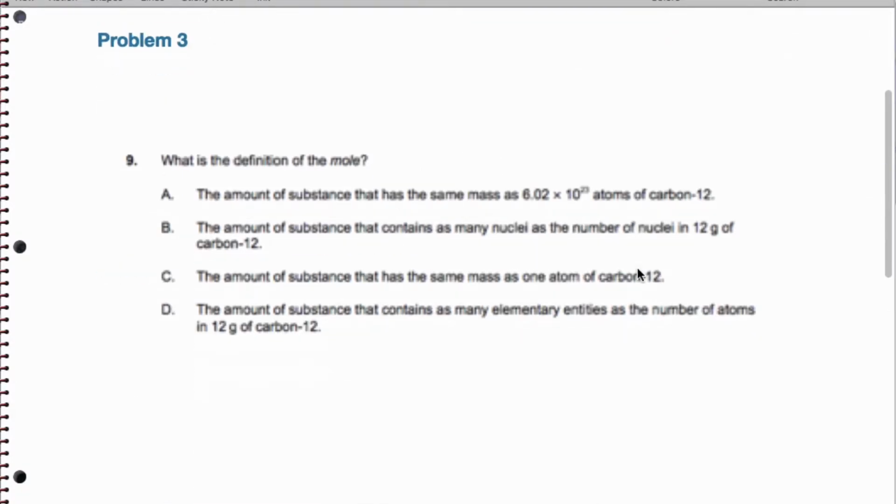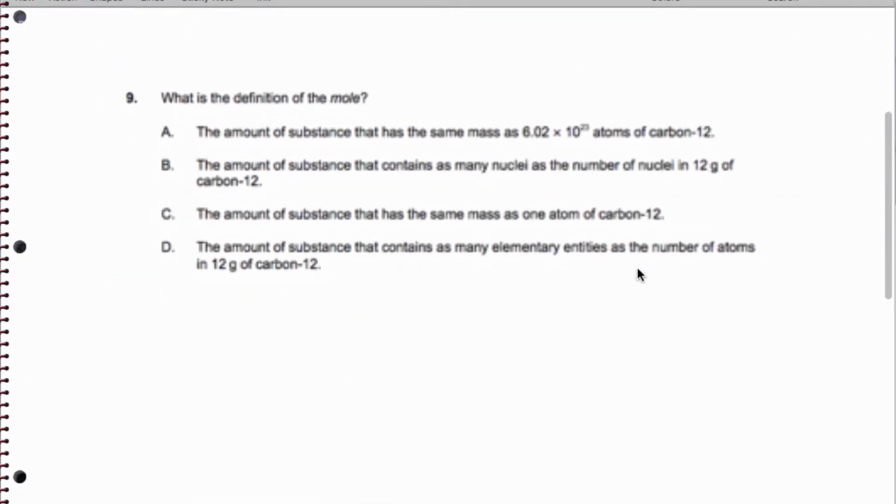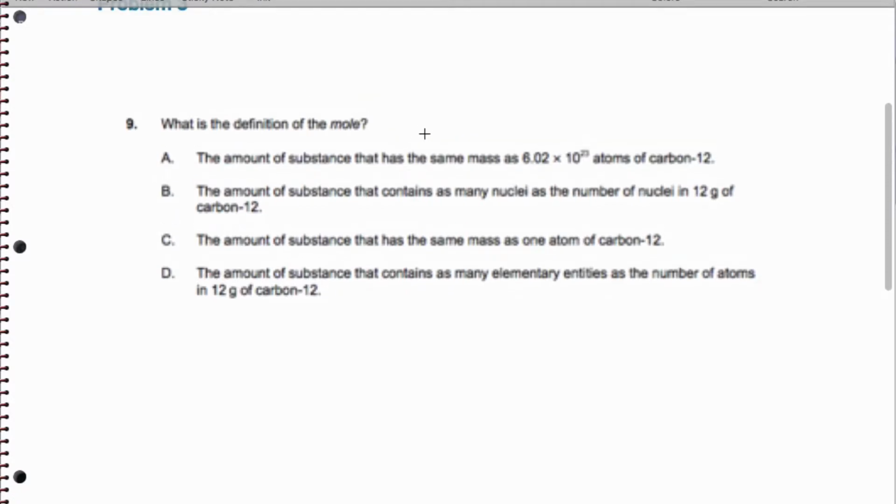Now, what is the definition of a mole? This is something we're going to get to more clearly next semester, but since you've had chemistry sophomore year, let's clarify a couple of things. So, a mole is the amount of substance. The amount of substance has the same mass as 1 atom of carbon-12? No, that's not going to work. We know a mole is 6.02 times 10 to the 23rd particles, but what does that mean? The amount of substance that contains as many electrons as the number of atoms in 12 grams of carbon-12?